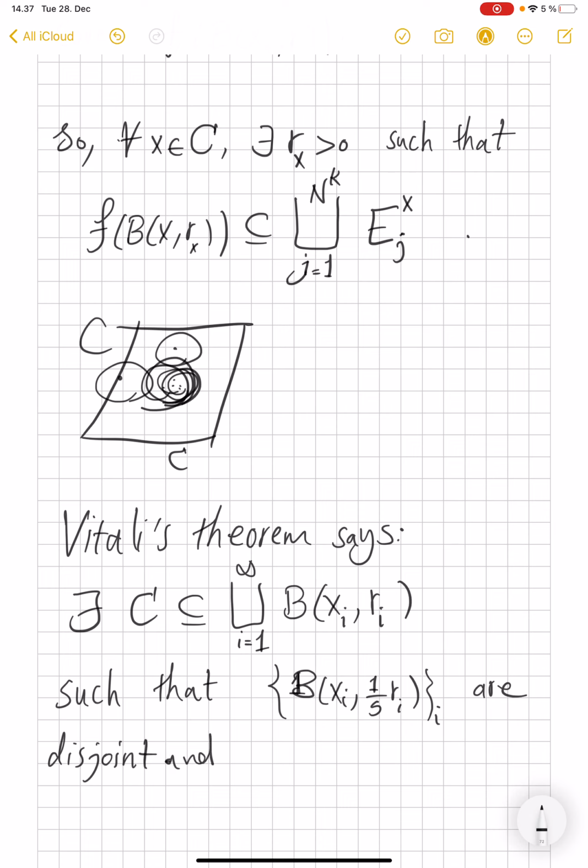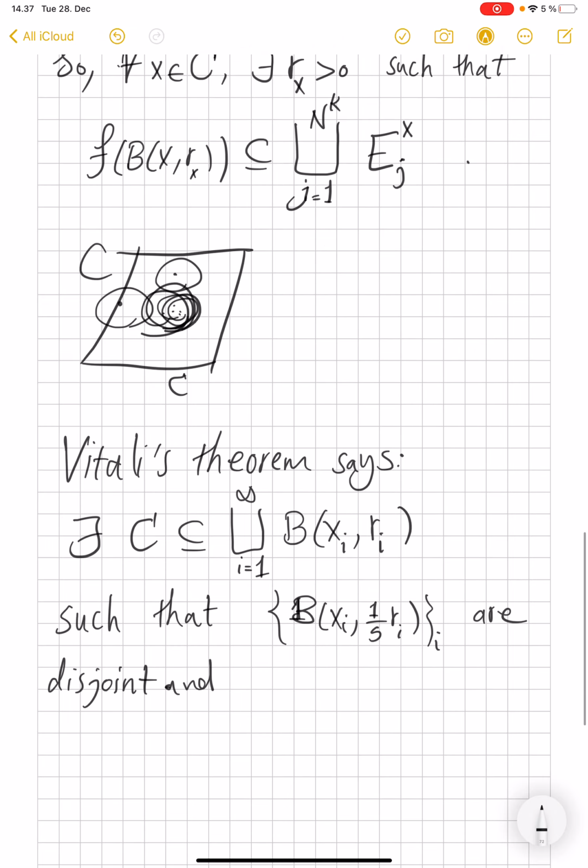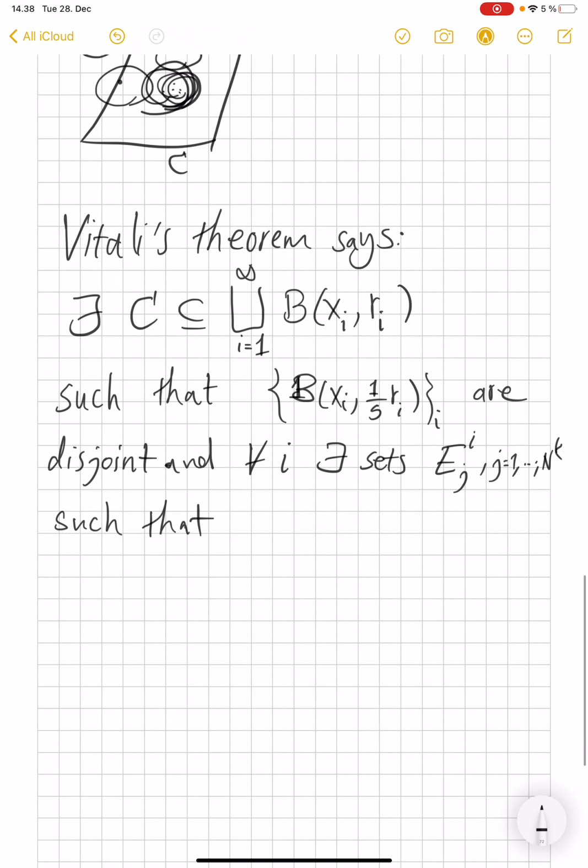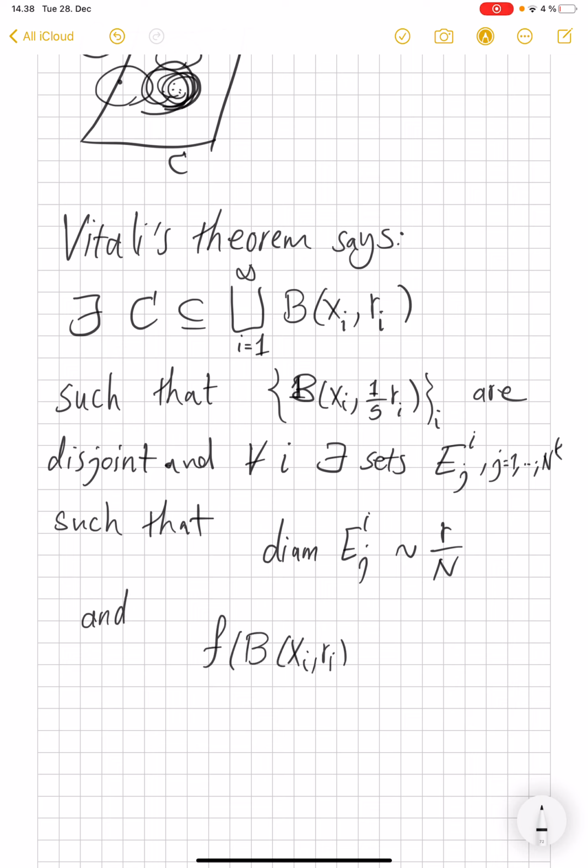And these are picked among the previous ones. So for every i, there exist sets E_ij, j from 1 to n^k, such that the diameter of each one of these is comparable to r_i over n, and f of ball x_i is covered by the union of E_ij, j going from 1 to n^k.